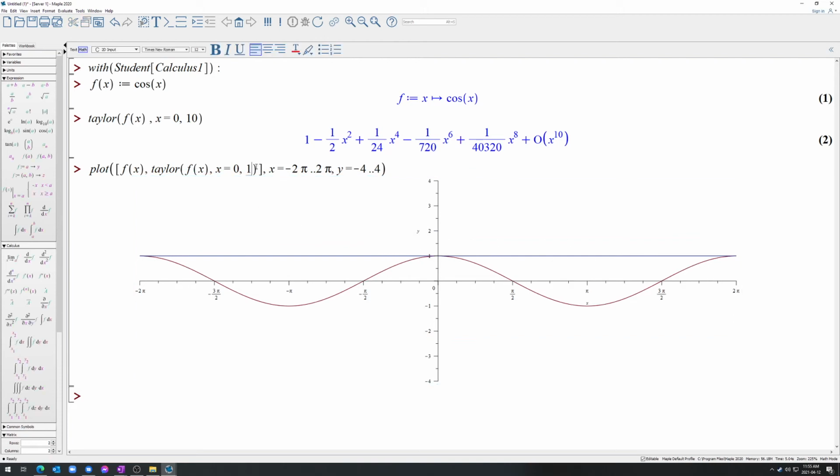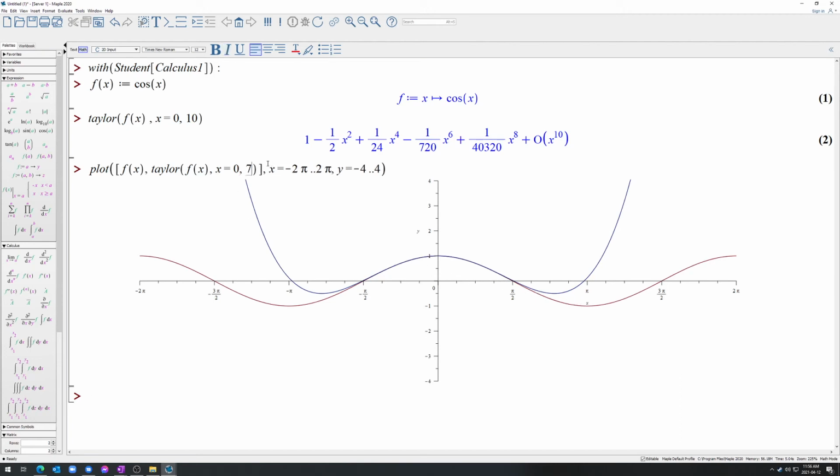So let's go and try the first 3 terms. All right, the first 3 terms, of course, one of those is 0. This is just 1 plus 0 minus 1/2 x squared, and we get that parabola. Okay, well, let's include a couple more terms. Again, one of those is going to be 0. This is 1 minus 1/2 x squared plus 1/24 x to the 4. You can see we got that quartic. And it's starting to really follow the same curve as cosine.